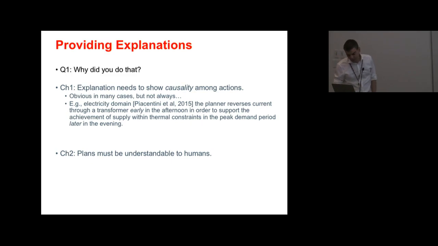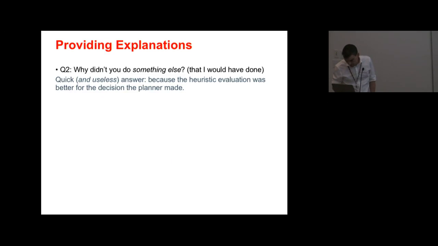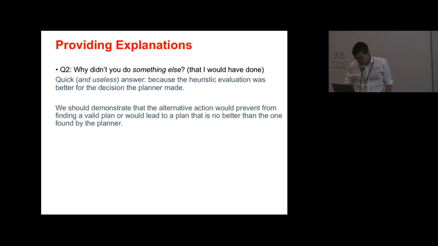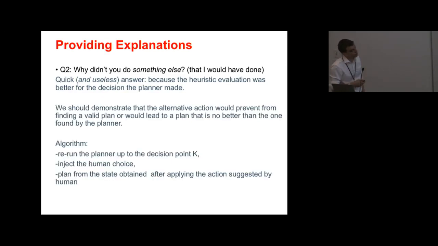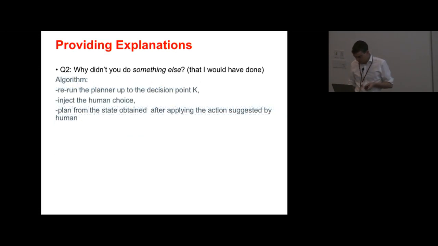rather than something else? And the idea here is to use this kind of approach. You have a plan, and the user is questioning you about one action in the plan, so you can use the planner itself to provide what are called contrastive explanations. I'll show you with this graph. Suppose this is part of the plan. You have actions until state S, then the planner suggests action A, and then the rest of the plan.